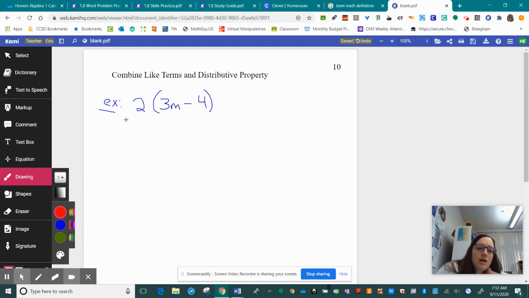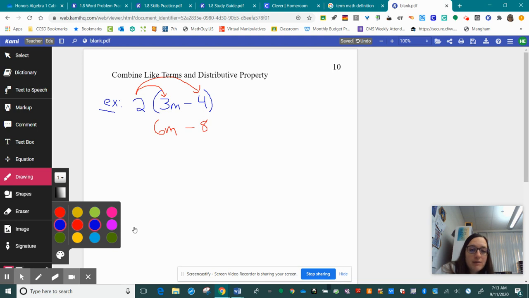All right, so our 2 is what is distributed to each term within the parentheses. Our 2 terms here. This is a binomial because there are 2 terms. Okay, but that's not a vocab word we need to know right now. So we have our 3m and our -4. So 2 times 3m would be 6m. And 2 times -4 would be -8. That's as far as we can go because if we look, 6m and -8, they're not like terms. So we're done.